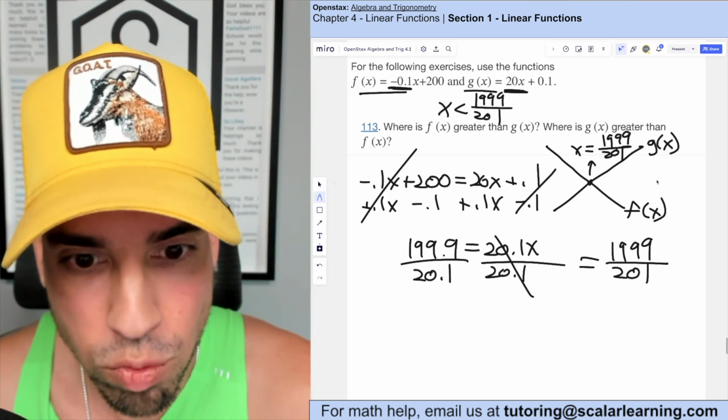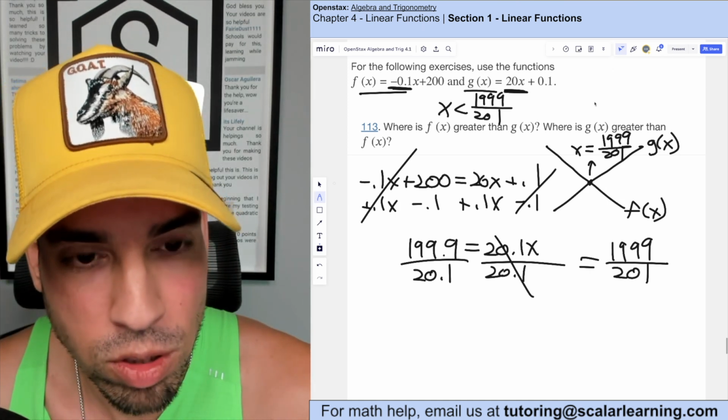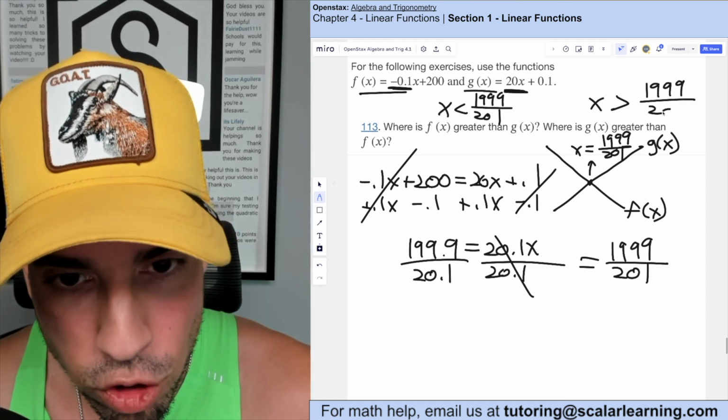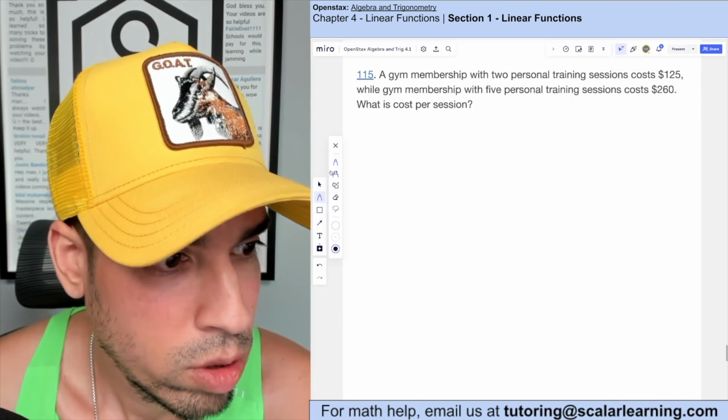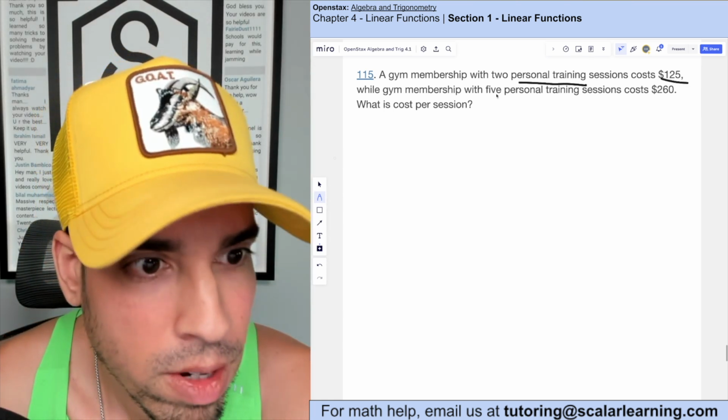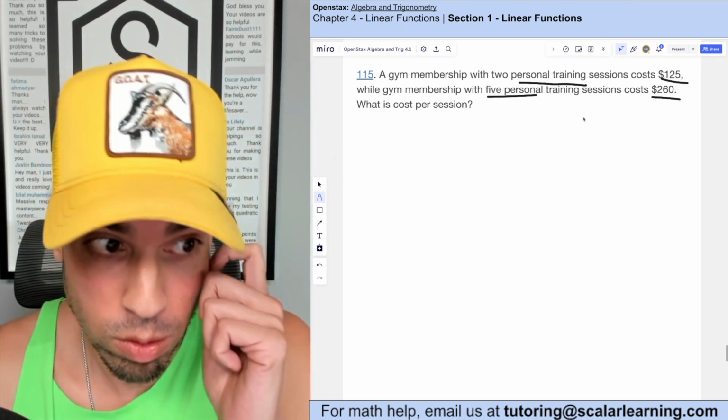Whereas g of x greater, that's to the right of that point. So that's when x is greater than 1999 over 201. Boom, done. So in this one, it says a gym membership with 2 training sessions costs $125 and 5 training sessions cost $260. What is the cost per session?